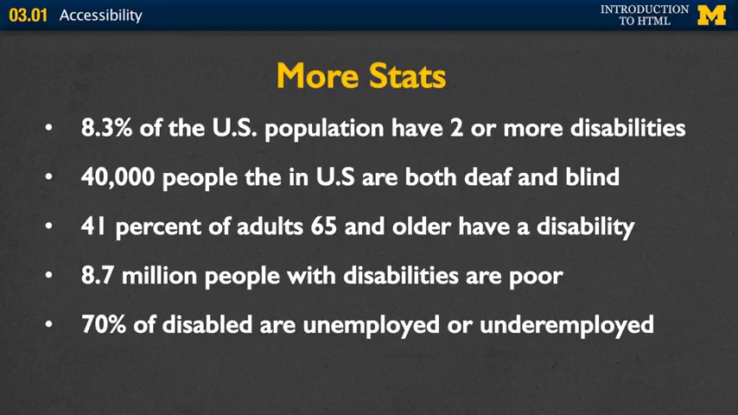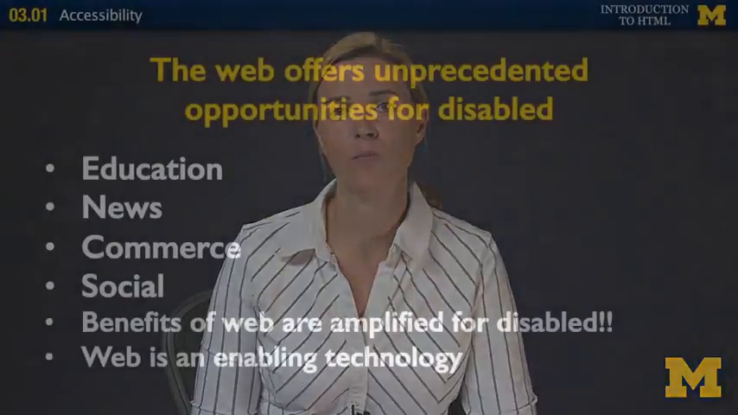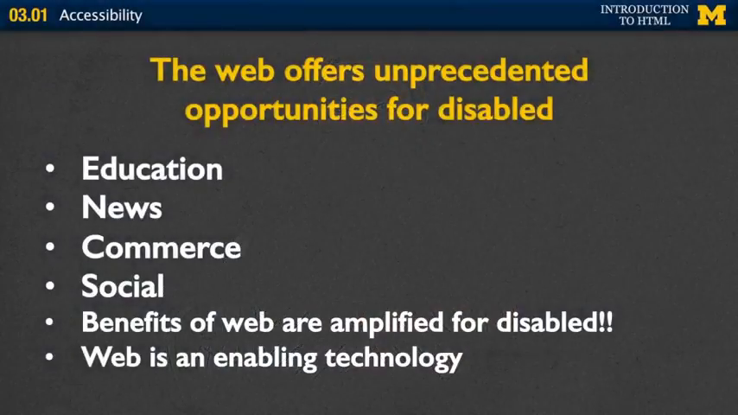70% of the disabled are underemployed or unemployed. The issue is not that they are not able to do the jobs that are out there. Many times there are roadblocks put up there that they can't get through in order to do jobs that they are very well qualified for. So the web offers unprecedented opportunities for the disabled.